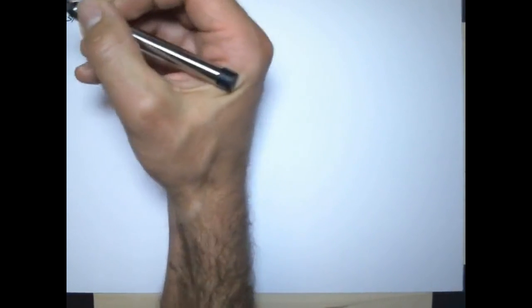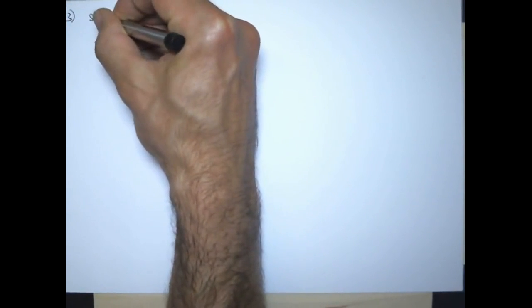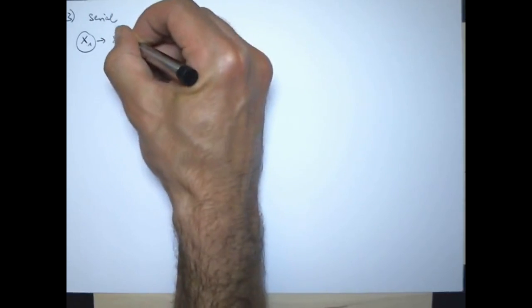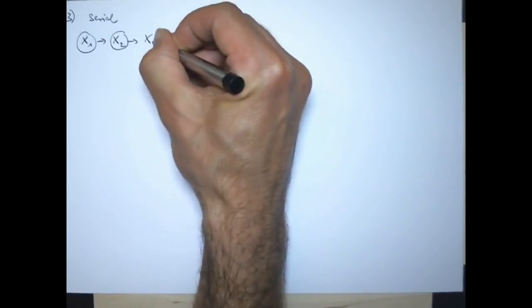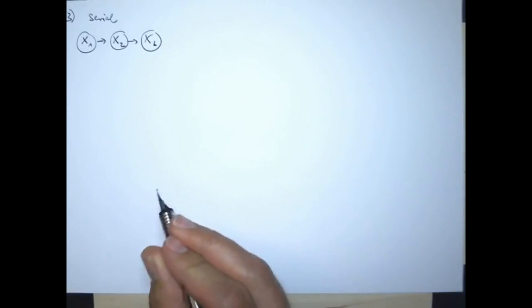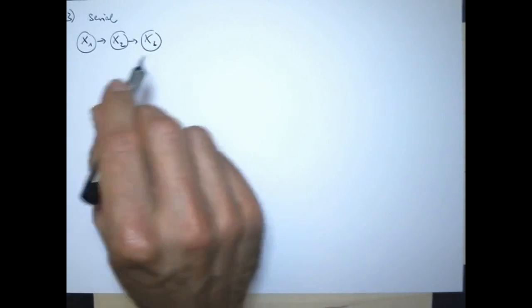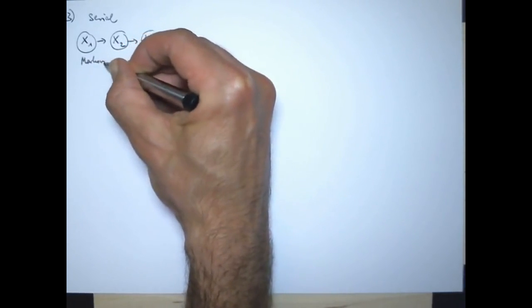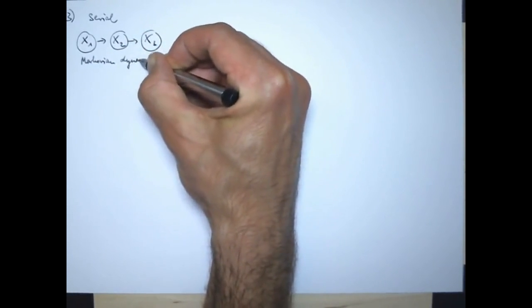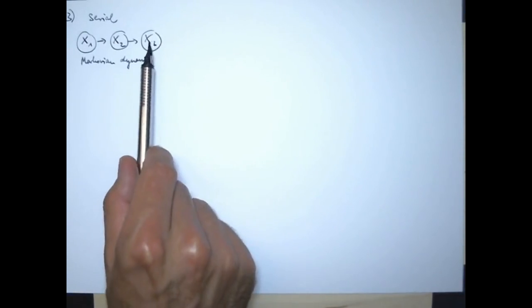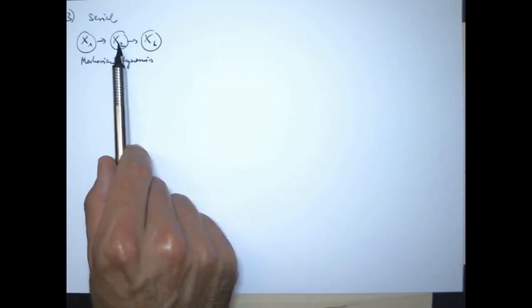And then finally, the third setting, one that was not in our model, is a serial configuration where we have, for example, X1, X2, and X3. Because this is not in our model, I have to make up an interpretation, and something that you typically model like this is some type of Markovian dynamics. So for example, a random walk or something like that, where the state X3 depends directly only on X2, which depends directly only on X1.